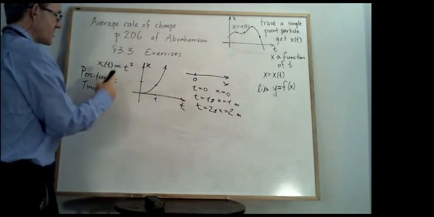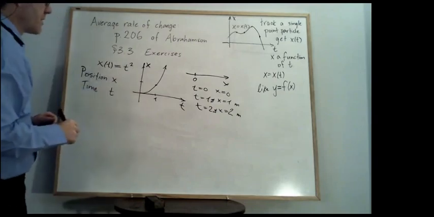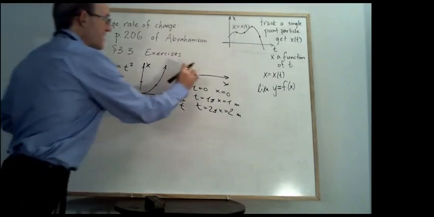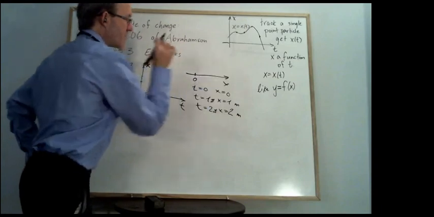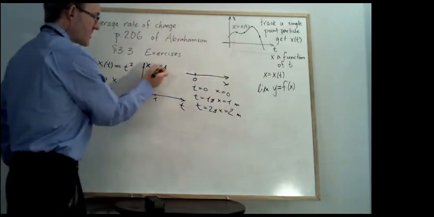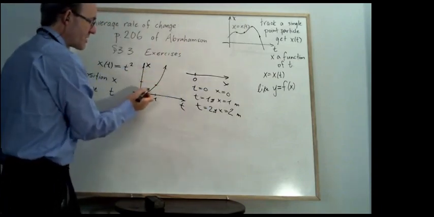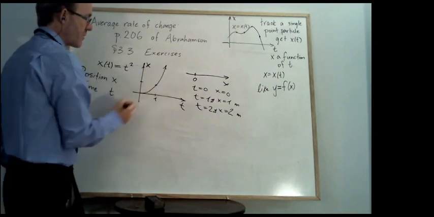So this is the interpretation of the variables now. So we have a particle moving along the x-axis. It's moving in a straight line, but this curve shows that its position is not uniformly increasing in time.